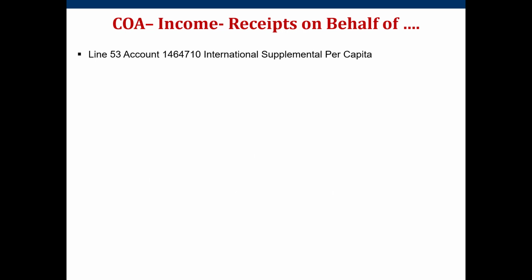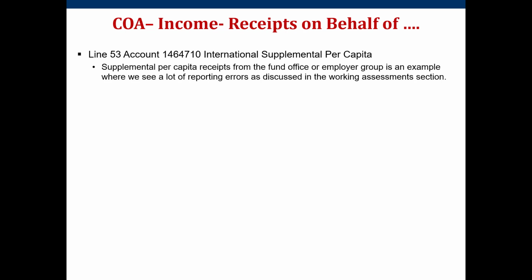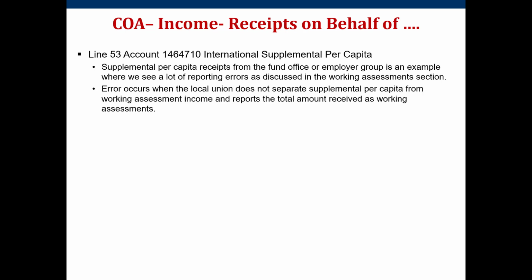Line 53, account 1464710, International Supplemental Per Capita. Supplemental per capita receipts from the fund office or employer group is an example where we see a lot of reporting errors. This was discussed earlier in the working assessments section. The error occurs when the local union does not separate working assessments from supplemental per capita and reports the total amount received as working assessments.